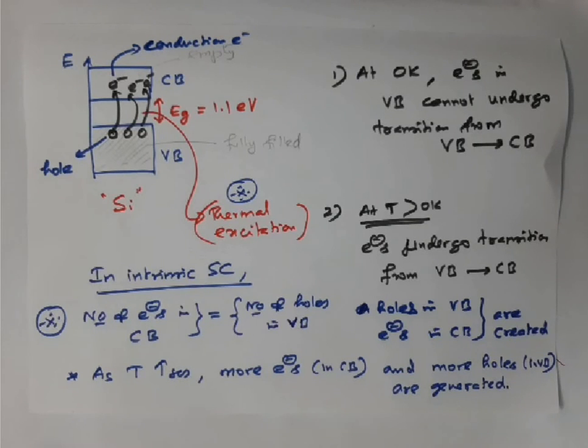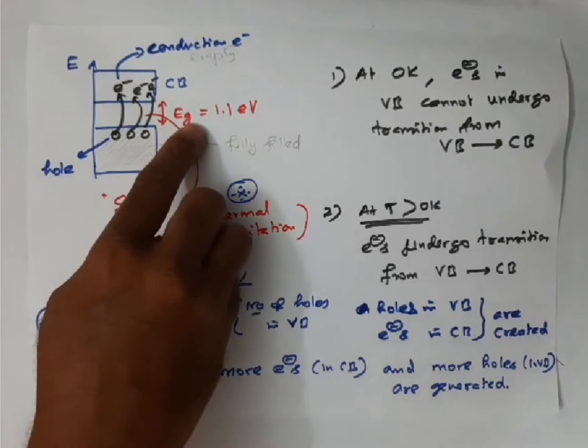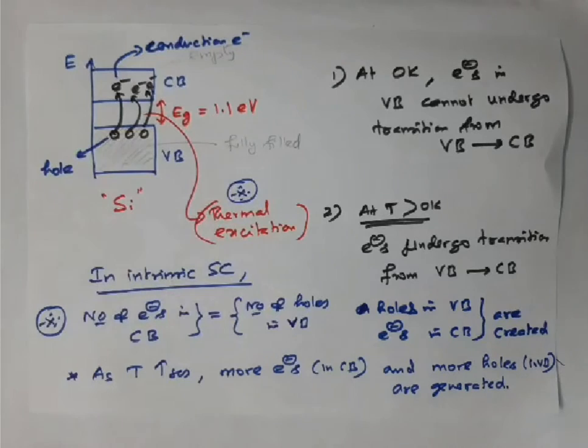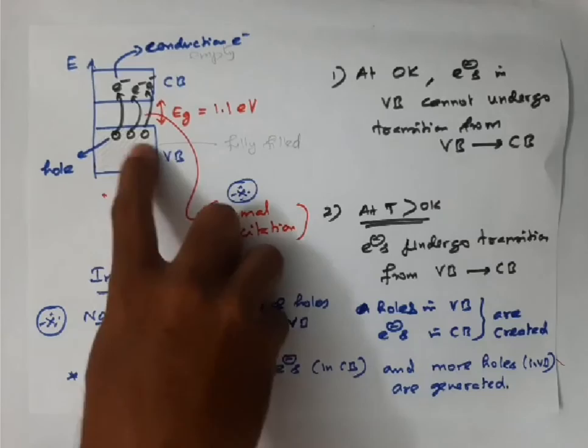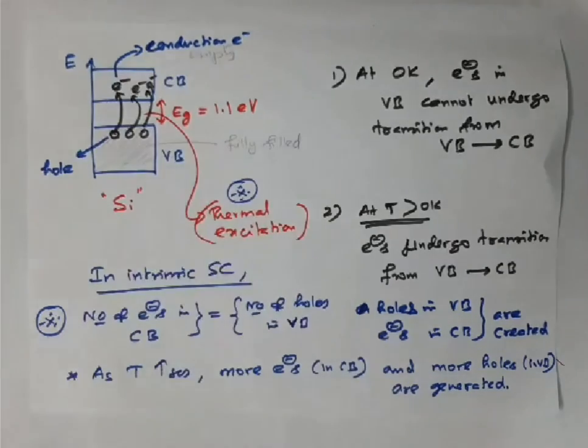See, the basic idea is this. In semiconductor, you will be having valence band and conduction band. Between them, there is a gap. That gap is called band gap. Valence bands are fully filled. Conduction bands are empty. Remember, the electrons in the valence band are localized. They cannot move. So at 0 Kelvin, there is no thermal energy available. Therefore, these electrons cannot jump to conduction band.